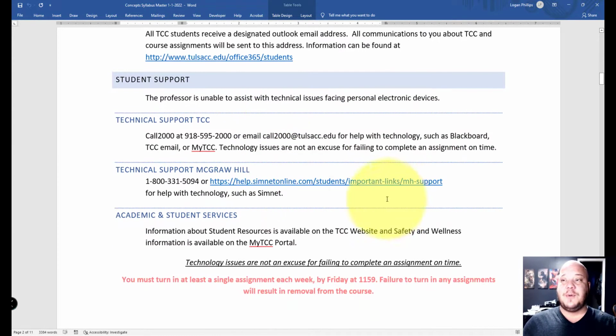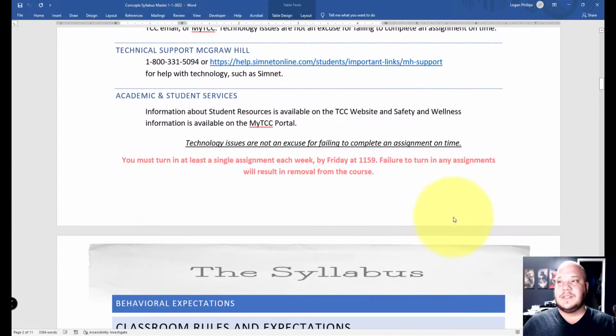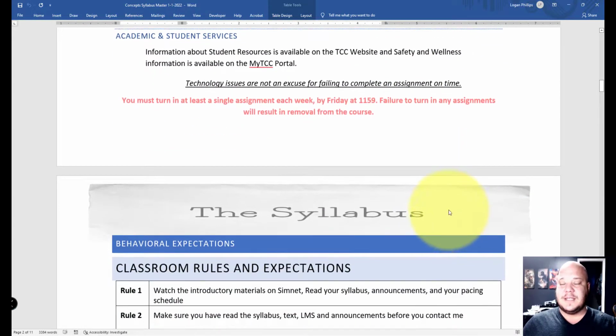If you're having IT support issues, I cannot help with those. If you're having an IT support issue with a TCC computer, you can call TCC at 918-595-2000. And if you're having problems with the McGraw-Hill or SimNet environments, you can call them at 1-800-331-5094. I am not liable or able to utilize, touch, or work on either TCC computers or your personal equipment. So if you're having problems with either one of those, those are your two contacts to speak with. If you're having issues with academic services, that information is here. You can reach out through my TCC portal.